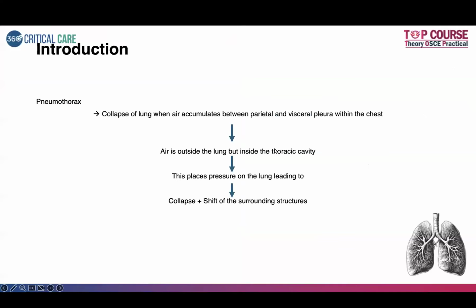Coming to the introduction, pneumothorax is collapse of lung when air accumulates between the parietal and visceral pleura within the chest. So air is outside the lung, but inside the thoracic cavity. This places pressure on the lung, leading to collapse and shift of the surrounding structures.